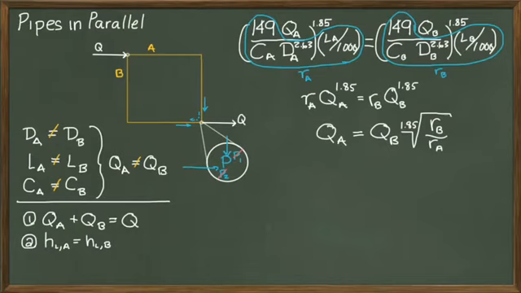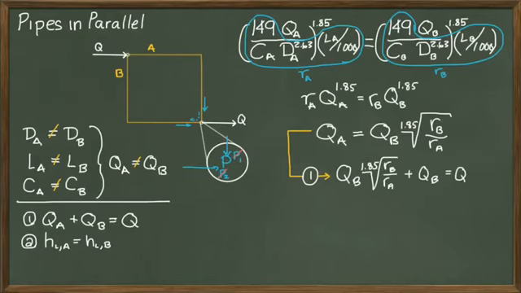With one Q in terms of the other, we can substitute this expression into the conservation of mass equation written earlier, and then solve for Q in pipe B. Once we've done that, it's pretty simple to calculate the flow rate in pipe A and then determine the head loss in both pipes.